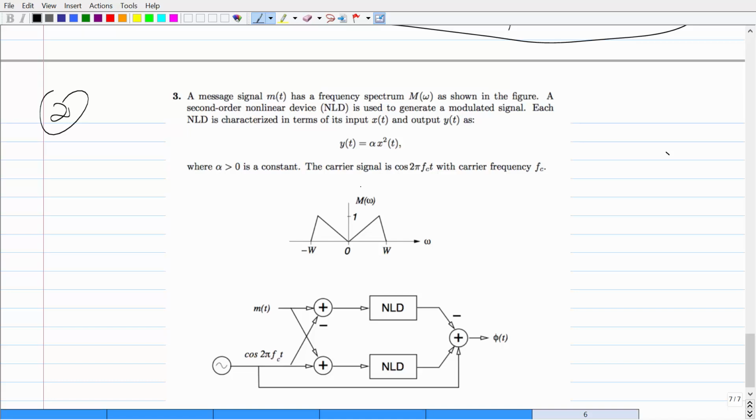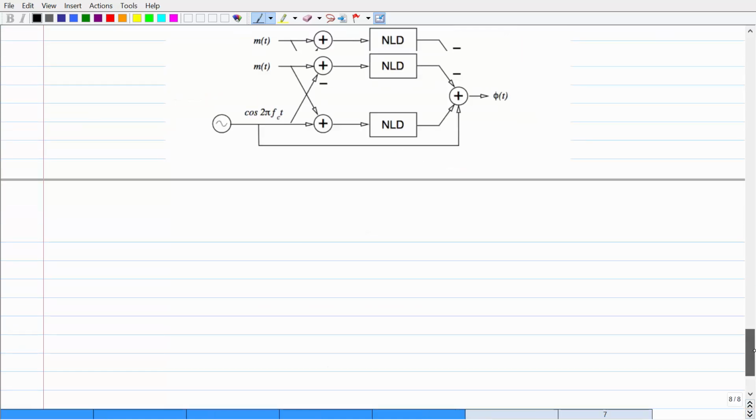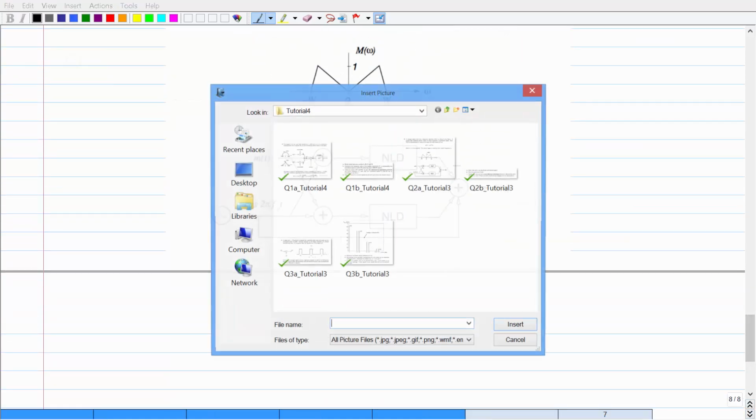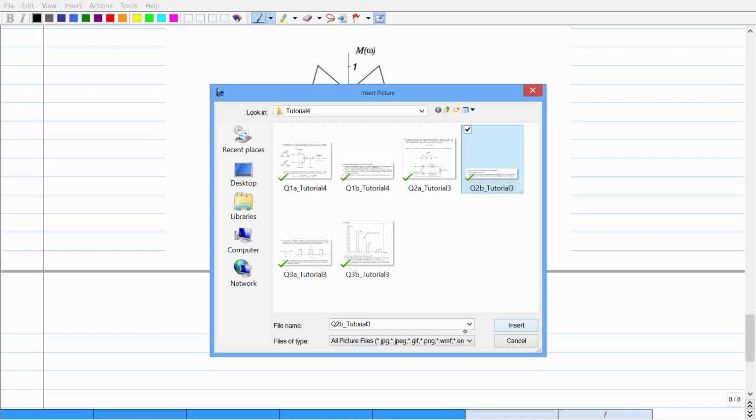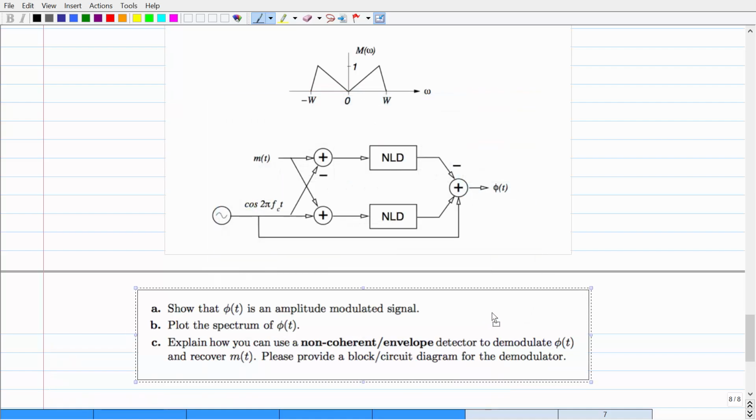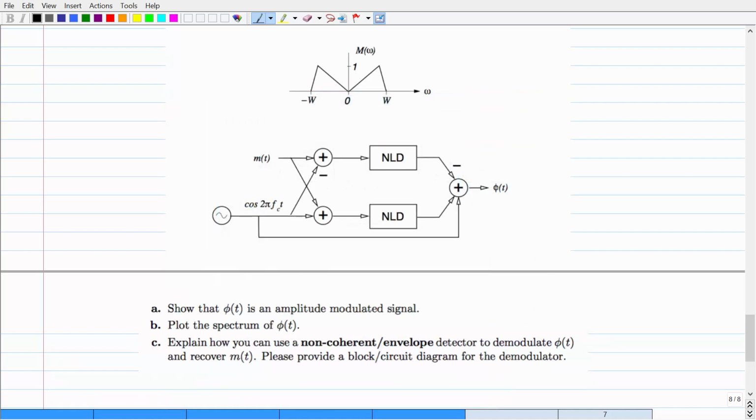So this is our message. We have a spectrum here, and then we have this block diagram, and the output is actually a modulated signal. So here are the questions that are going to follow. Show that the output of this system is an amplitude modulated signal, plot the spectrum, and then explain how you use an envelope detector to recover the amplitude modulated signal.